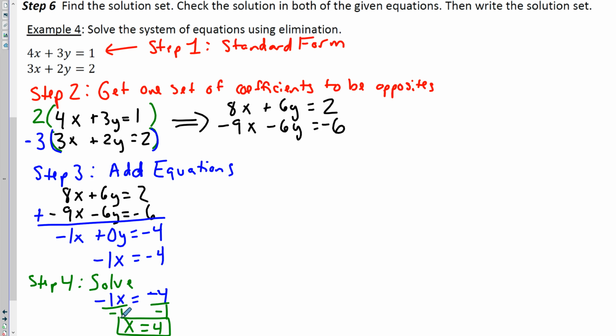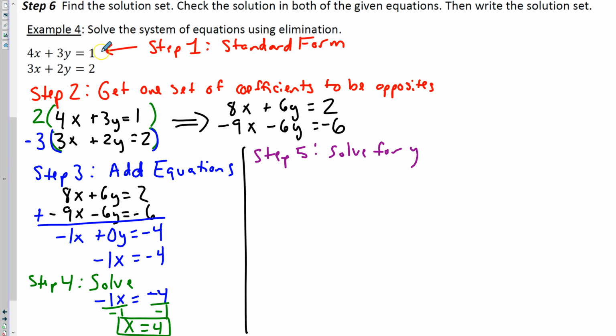Alright, so I found my x value, but I'm not done. I have to find the y value now. So that's going to lead us into step 5, which is to solve for the other variable. So in this instance, that's y that we need to solve for. So I can go back to either of my 2 original equations. It doesn't matter which one.